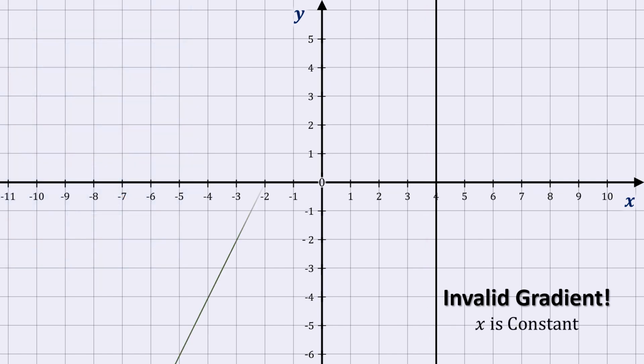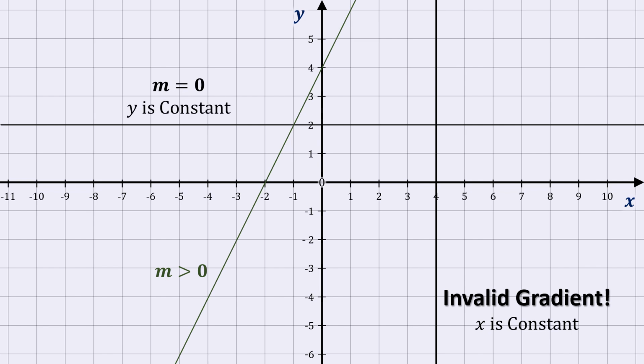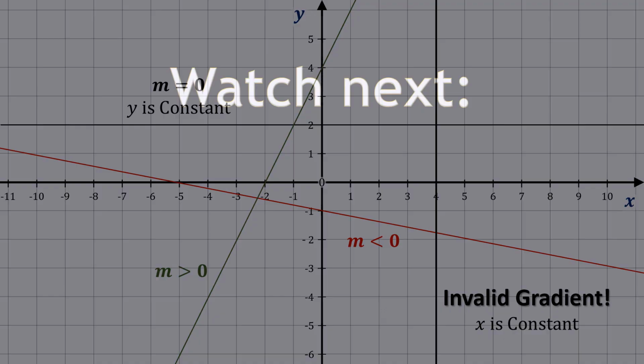If the line goes upwards from left to right, then the gradient is a positive number. If the line is horizontal, then the gradient is 0. And if the line goes downwards, then the gradient is a negative number. This is all you need to know about the gradient and equations of linear graphs.